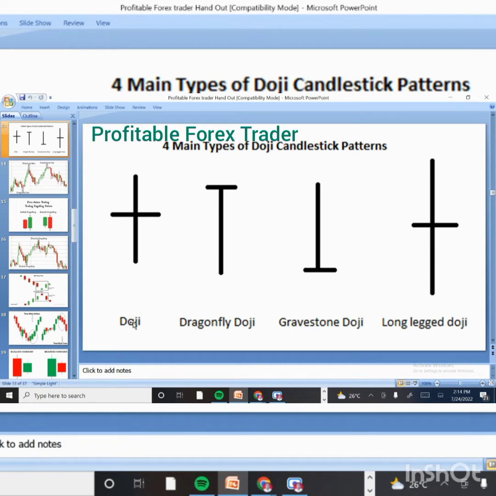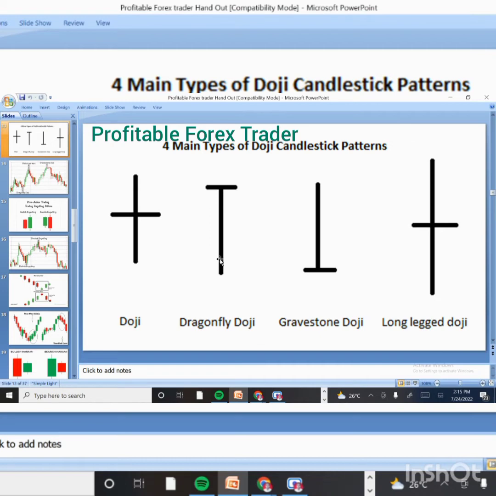Look at all the dojis. This doji, the dragonfly doji, the gravestone doji, and the long-legged doji, they all opened and closed at the same price. Now, the location of this candlestick pattern will determine the kind of trade you should take.